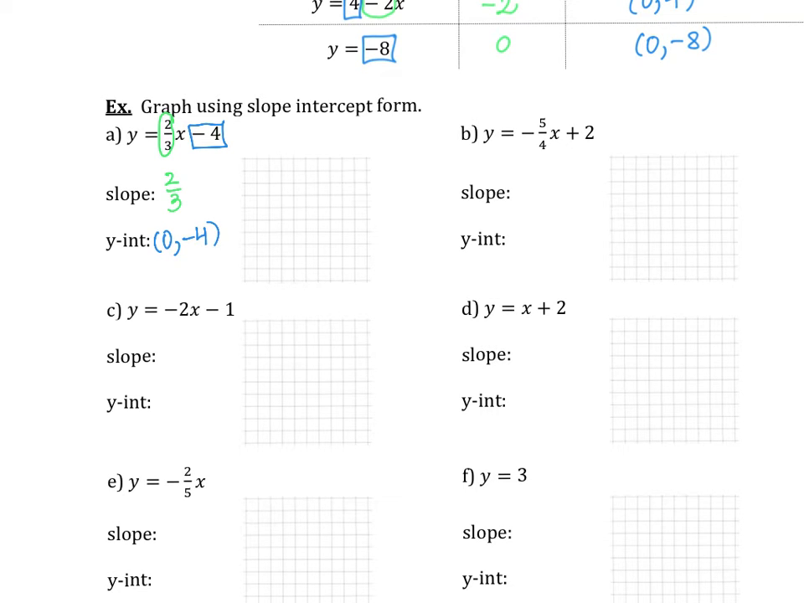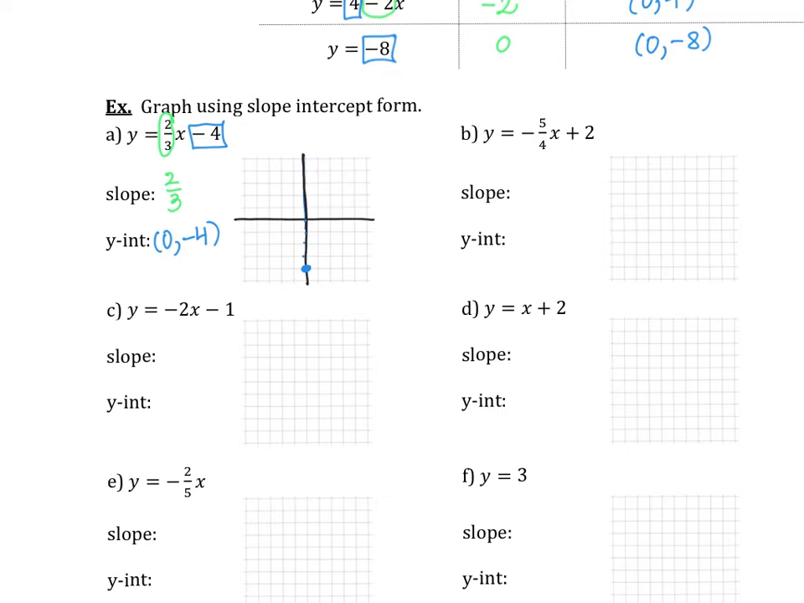I want to make a little graph, so let me make an x and a y-axis. Do the best you can whether you have graph paper or not. I want to start by graphing the y-intercept because that tells me where to start. The y-intercept is 0, comma, -4. 0, comma, down 4: 1, 2, 3. 0, -4 is down here, and it should be on the y-axis, so it's a good sign that it's on the y-axis.